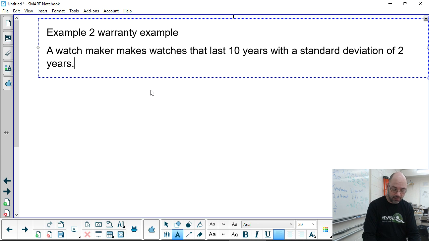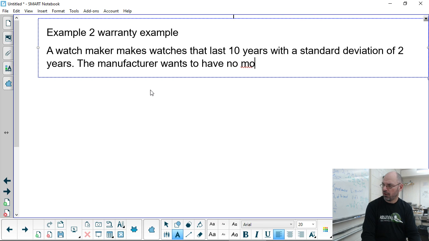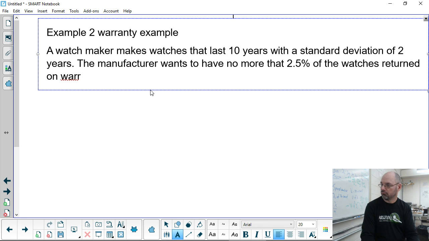And then let's say the warranty or the manufacturer wants to have no more than 2.5% of the watches returned under warranty. How long should the warranty be?